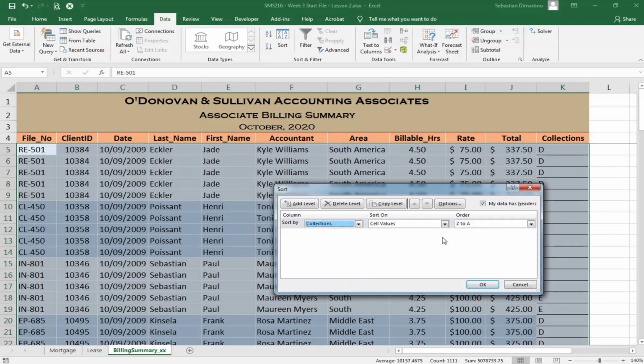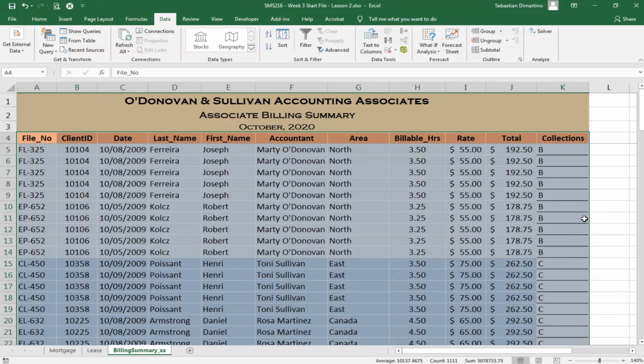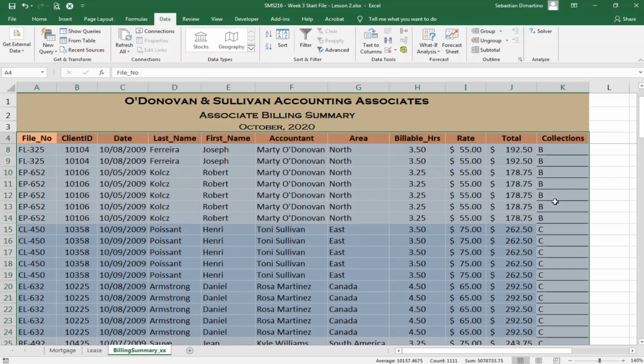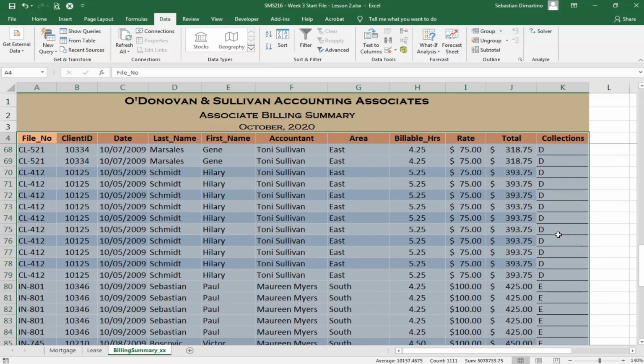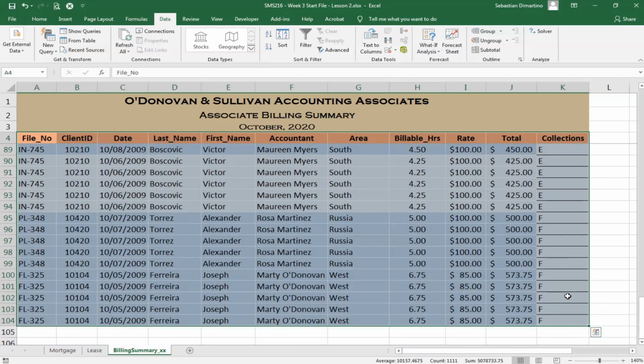It is at this point I have to make a decision. Am I going to go from Z to A or A to Z? And in the real world, you get to choose that on your own. You get to make that choice. It doesn't matter. But for my example, let's just go from A to Z. And then I'm going to click OK. And so what happens now is there are no A's in our collections column, but we do have B, C, D, and then E, and then F.